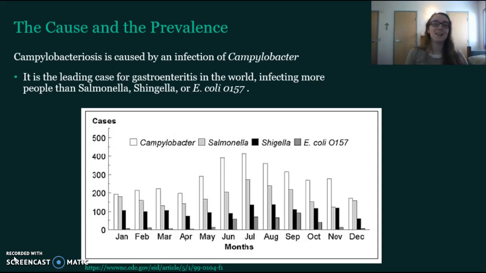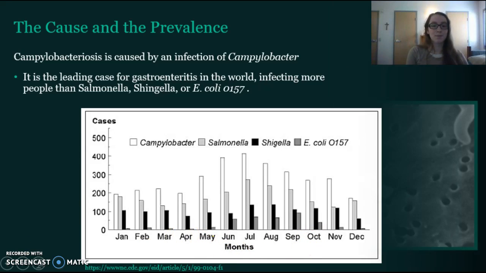In 1999, the CDC did a case study in the United States for conditions of diarrheal illness and the bacteria that caused them. And as you can see from the graph, Campylobacter was the leading cause for these conditions, specifically during the summer and the fall months.